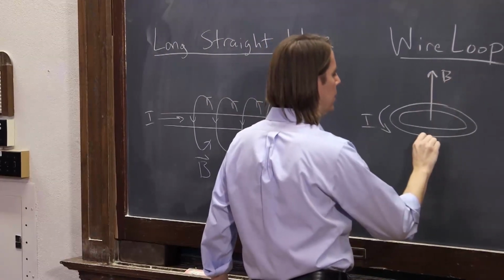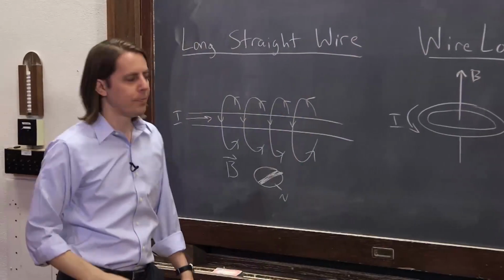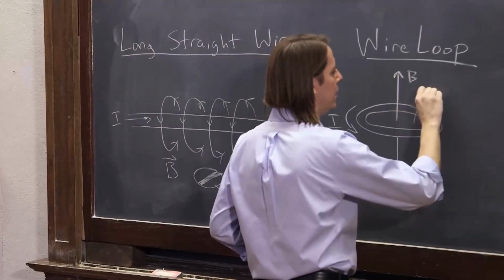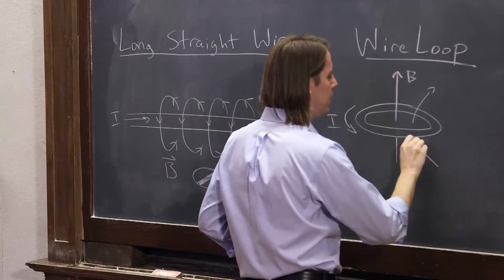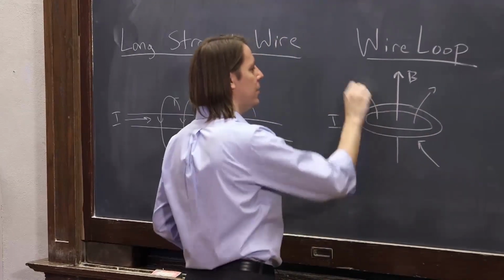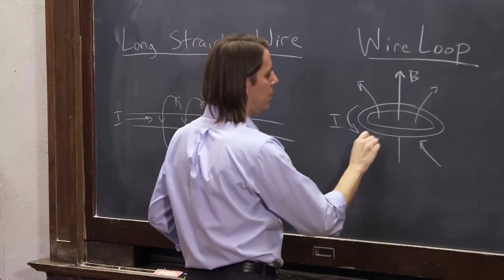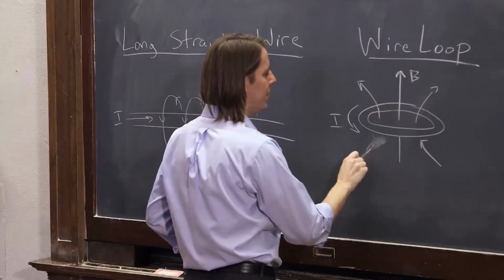like that. It goes through the loop. And when you get off to the side, it kind of starts to curve out like that a little bit. And it might kind of go like that. And it might kind of come like that.